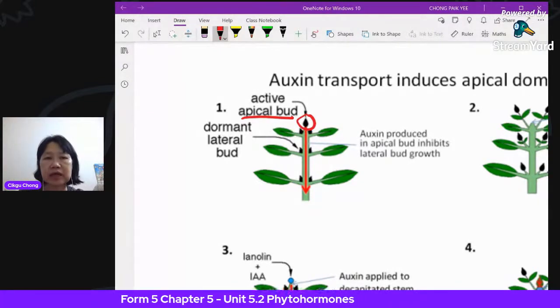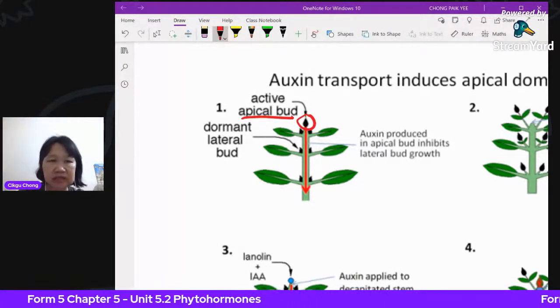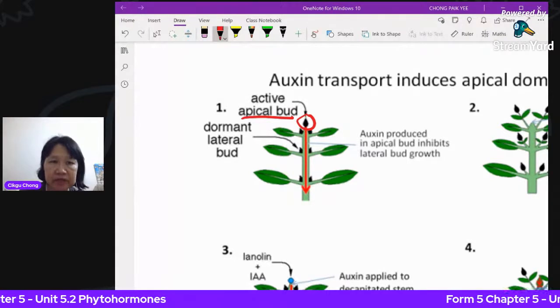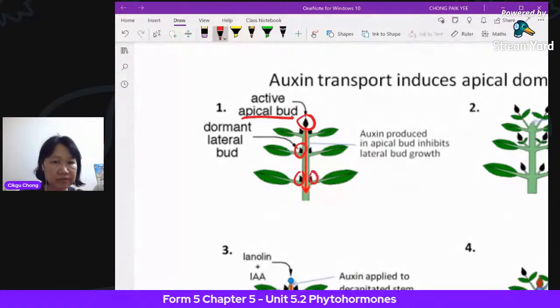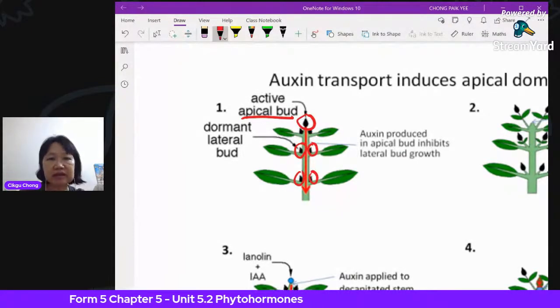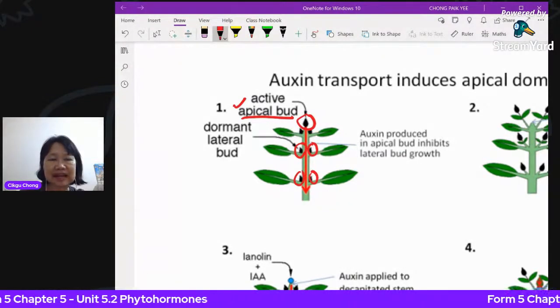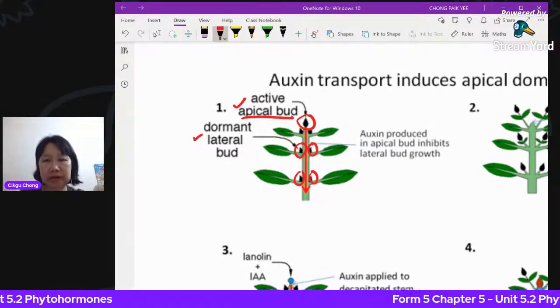Another type of bud is called the lateral bud. It is in between the branches. So here, between the branch and the stem, there's also a bud. So this is the apical bud. This is the lateral bud. Lateral means the side.